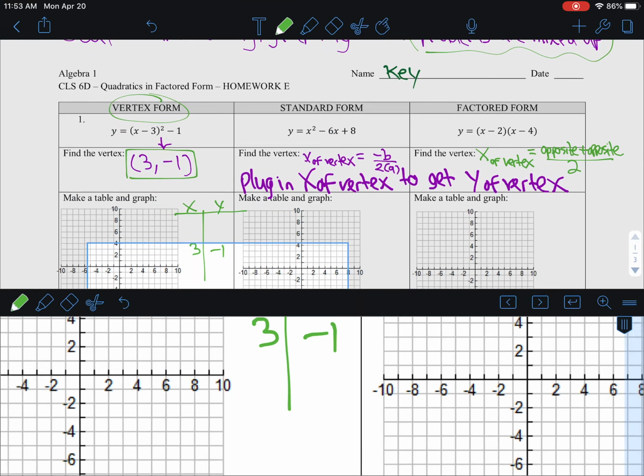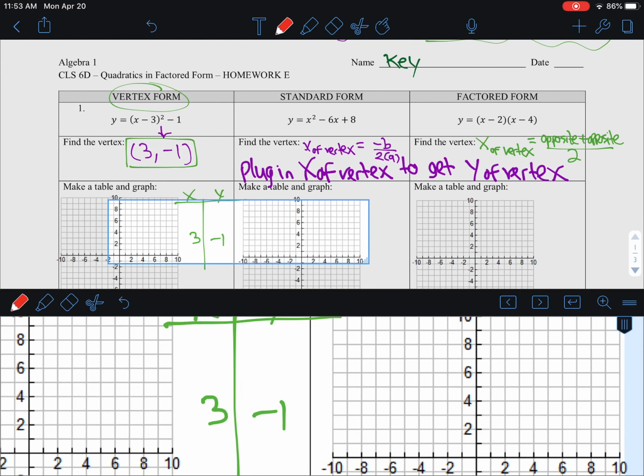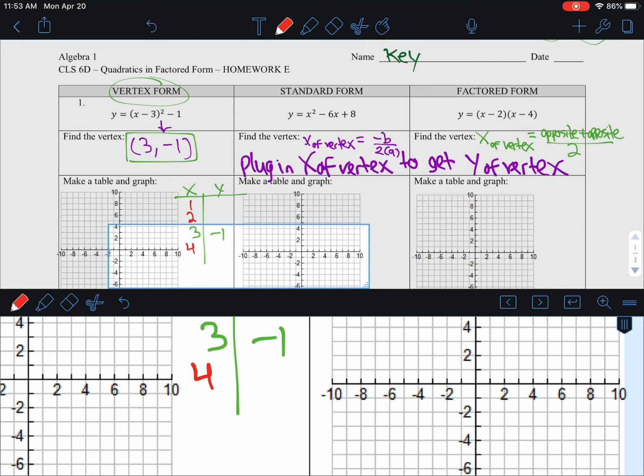You create your table. This is how you do it at home and using your iPad. You have to come up with the x's by yourself. You do two numbers before. So what are two numbers before 3? You always put your vertex in the middle, by the way. Two numbers before 3 would be 2 and 1. Two numbers after 3 will be 4 and 5. So I need two numbers before and two numbers after.